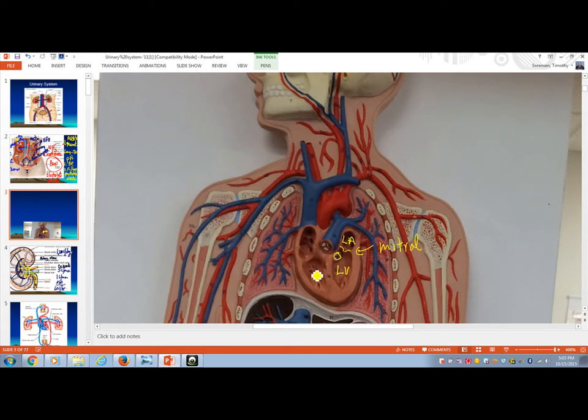Then on the right side of the heart, you have the right atrium. And the valve that separates the right atrium from the right ventricle is the tricuspid valve. And then you have the right ventricle. The right ventricle pumps deoxygenated blood through this valve here, and this valve is the pulmonic valve, or pulmonary valve.